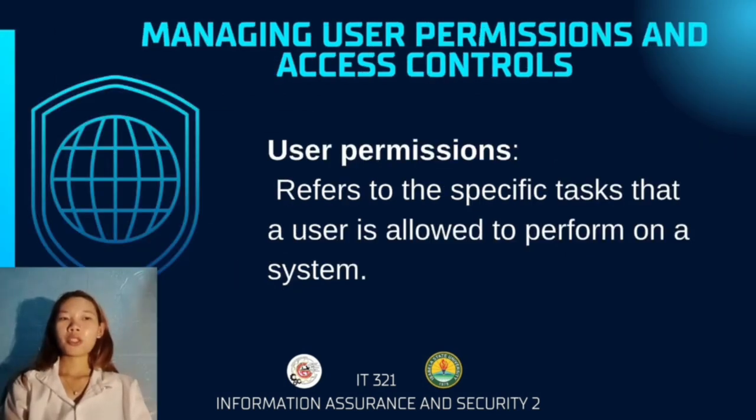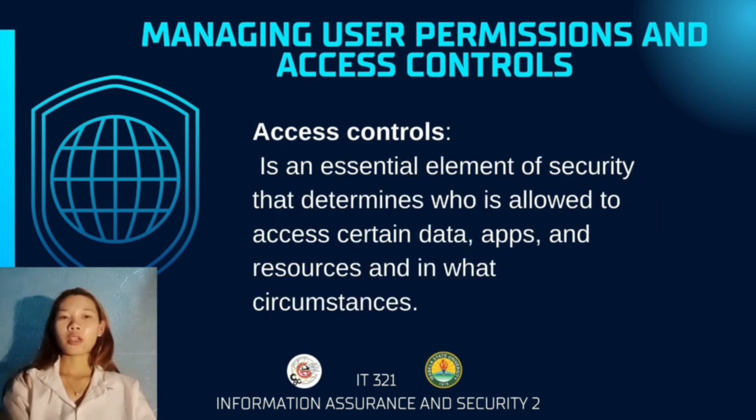Managing users' permissions and access control. User permission refers to the specific tasks that a user is allowed to perform on a system. The importance of users' permissions is to ensure security by restricting access to sensitive information. Next is access controls. Access controls are security measures that determine who can access specific data, applications, and resources. They help protect sensitive information by ensuring that only authorized users have the appropriate permissions.